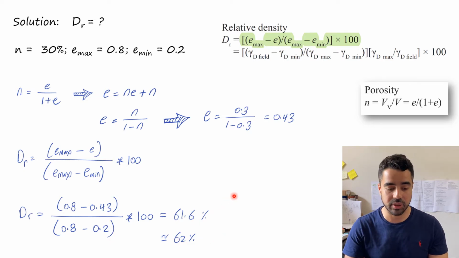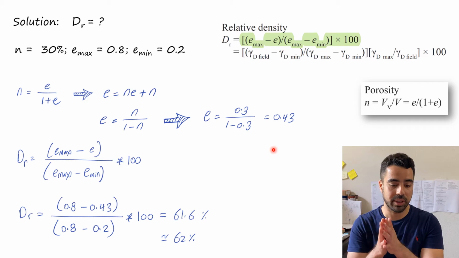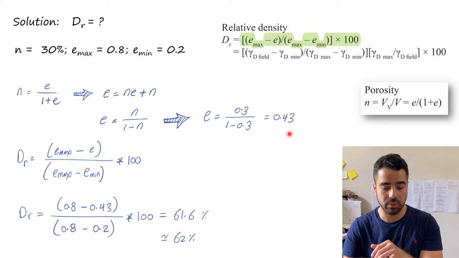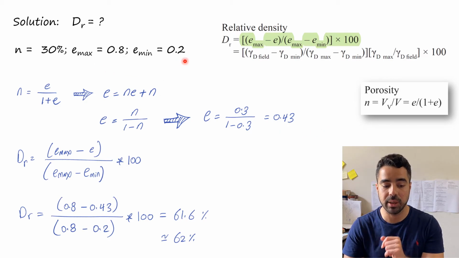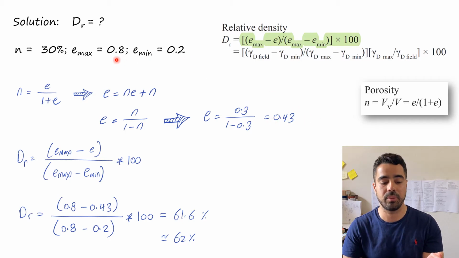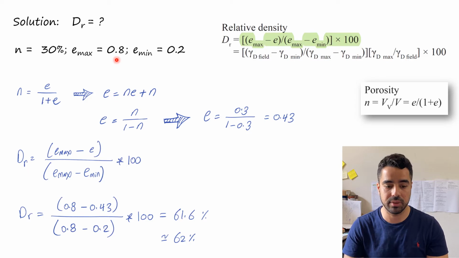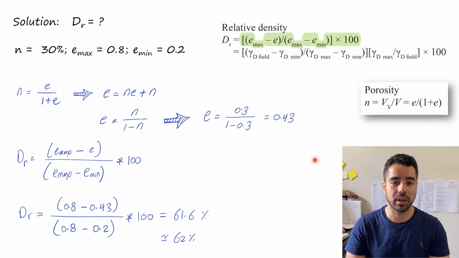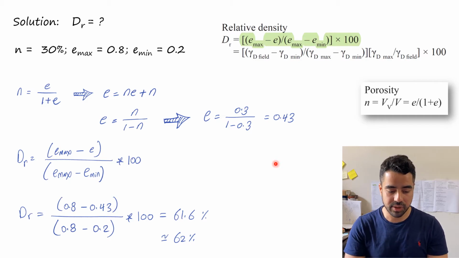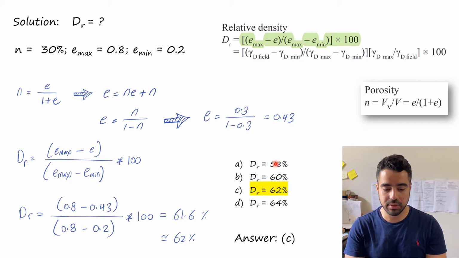Please pay attention. One of the good things I want you to notice is that when we found e, it was 0.43, so it was between e maximum and e minimum. If you got a number higher than 0.8 or lower than 0.2, just know that you probably did something mathematically wrong. So relative density is 62, and that's going to give us option C.